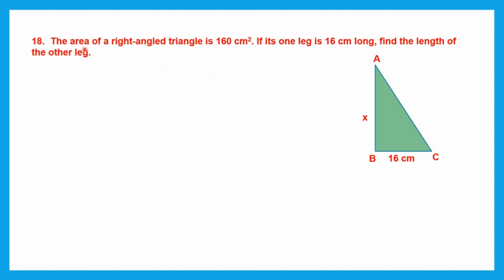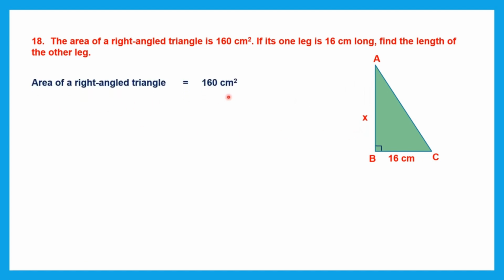Question 18. The area of a right-angled triangle is 160 centimeters square. So this is a right-angled triangle. So here this is 90 degrees and the area, that is the space inside, is given to us as 160 centimeters square. If one leg is 16 centimeters long, so this leg, let's consider that to be 16 centimeters. Find the length of the other leg. So that is the other leg, we are saying let it be x. Okay, so now let's begin.